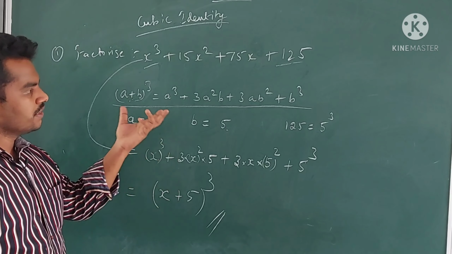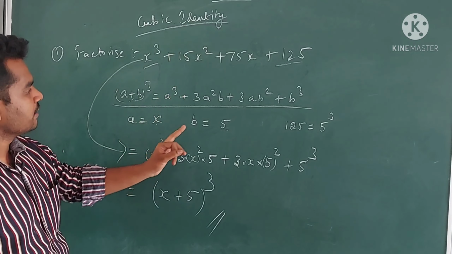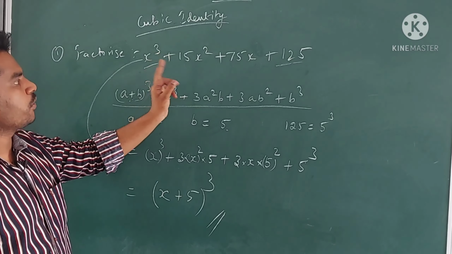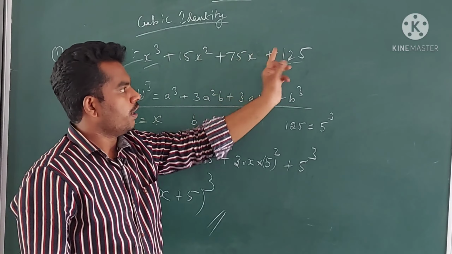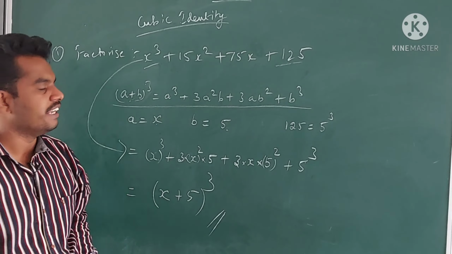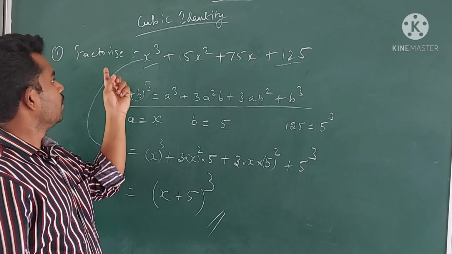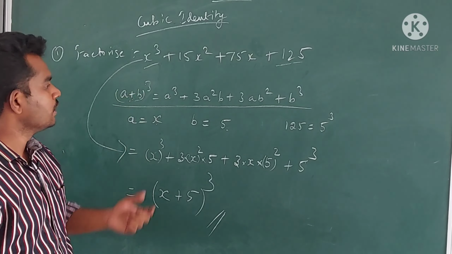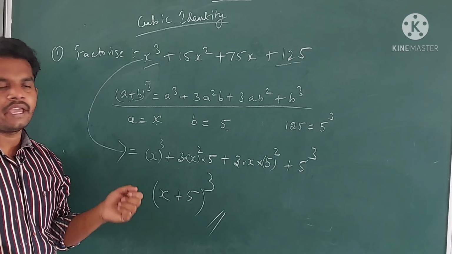So this is one of the types. For minus, this x square term should be minus and the constant term should be minus. That is the clue for the a minus b the whole cube factorized sum. So observe the sum carefully.